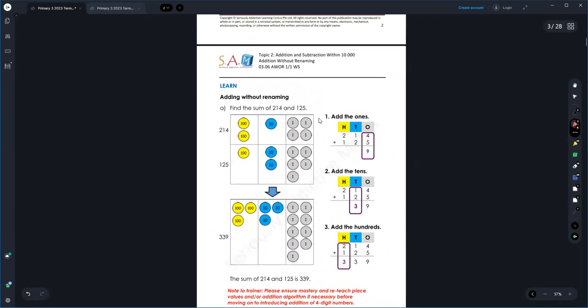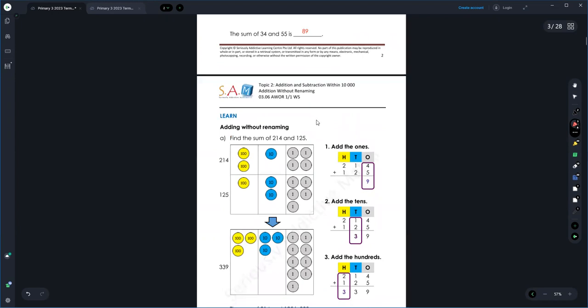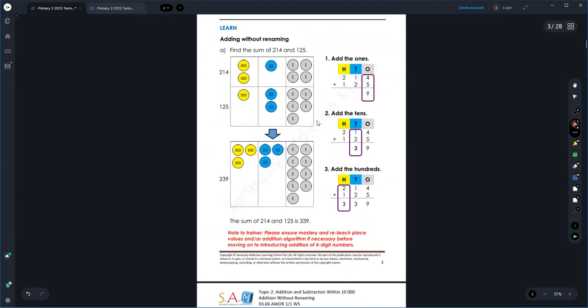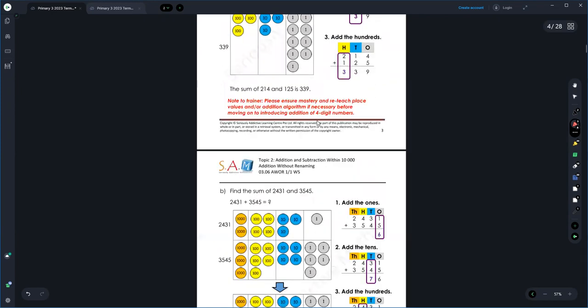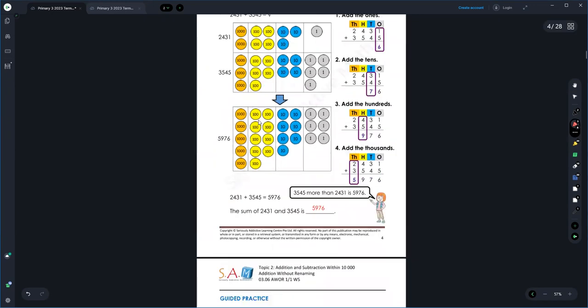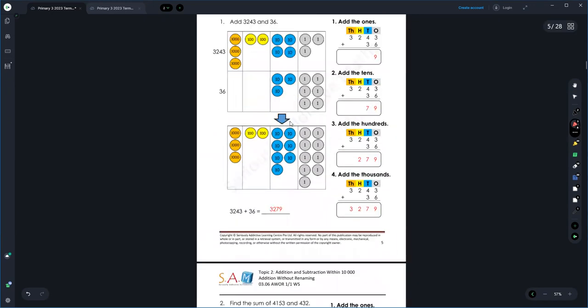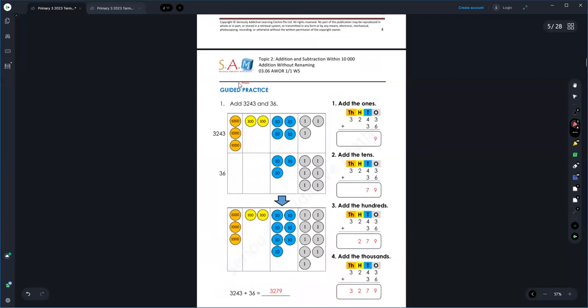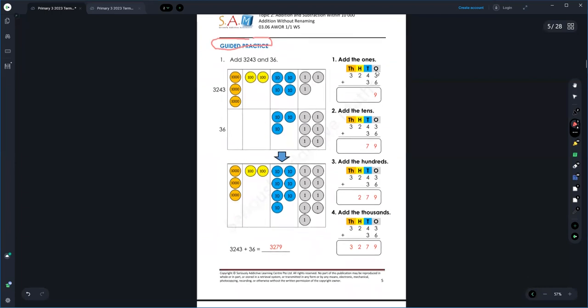The next segment of the class is addition without renaming. Instead of going through this process, I would like you to just skip to the guided practice. For the guided practice, demonstrate question 1 with them. How do you demonstrate? In fact, I would just ignore all these steps and go straight to one part here.